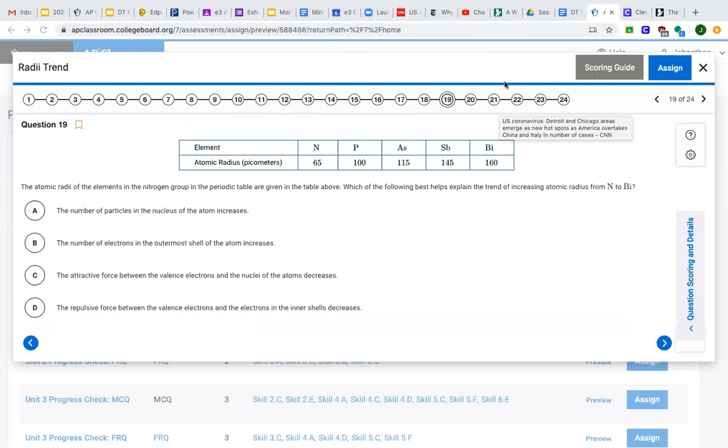That's hilarious. Okay, all right, so number 19, the atomic radii of the elements in the nitrogen group in the periodic table are given in the table above. Which of the following best helps explain the trend of increasing atomic radius from nitrogen to bismuth? All right, what do we get here? C. Got C. The attractive force between the valence electrons and the nuclei of the atoms decreases. That's true.